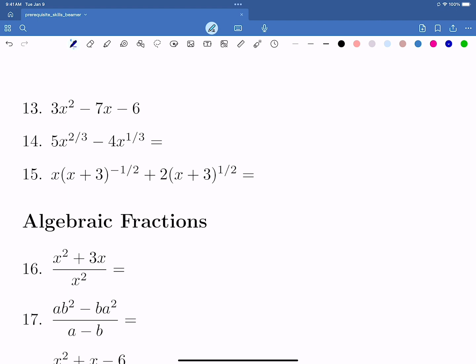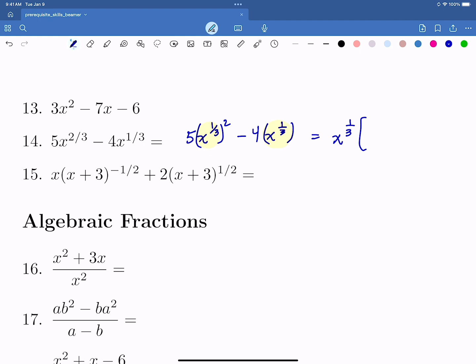5x to the power 2/3. That's 5x to the power 1/3 squared, like that. When we have a power raised to a power, we multiply exponents. So x to the power 1/3 squared is the same as x to the power 2/3, minus 4x to the power 1/3. Now I can see what they have in common is x to the power 1/3. This is what they have in common, so that's what I'm going to factor out, x to the power 1/3.